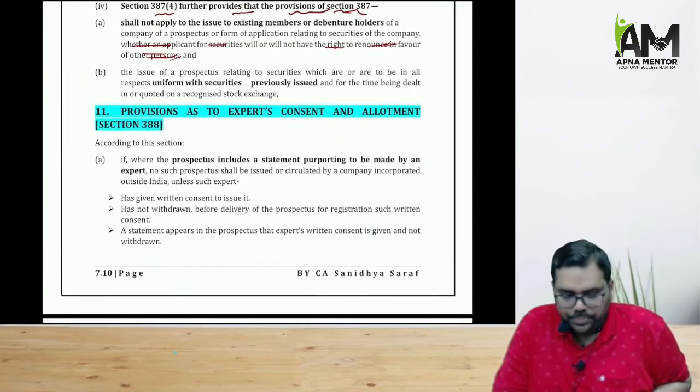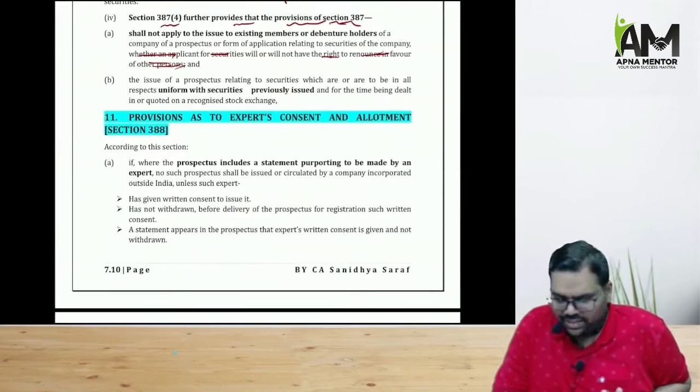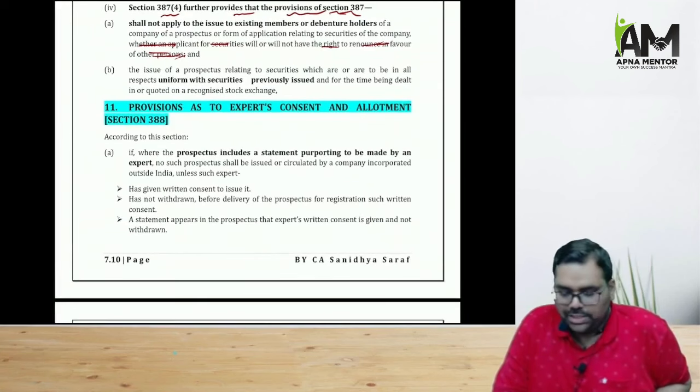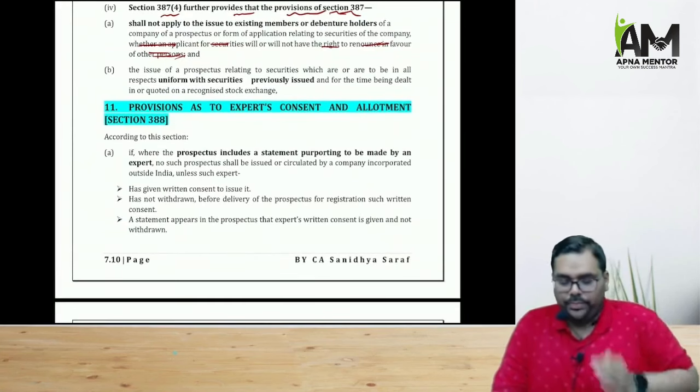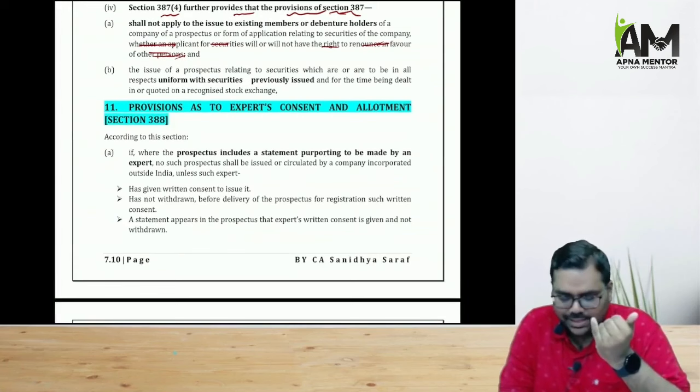Now you see section 388. Now the technical part is gone. Now only 2-3 simple sections. Provisions as to experts' consent and allotment. Provisions regarding expert consent and allotment.